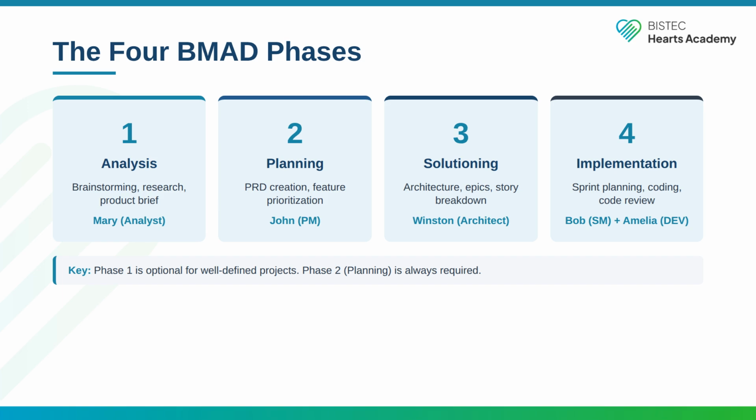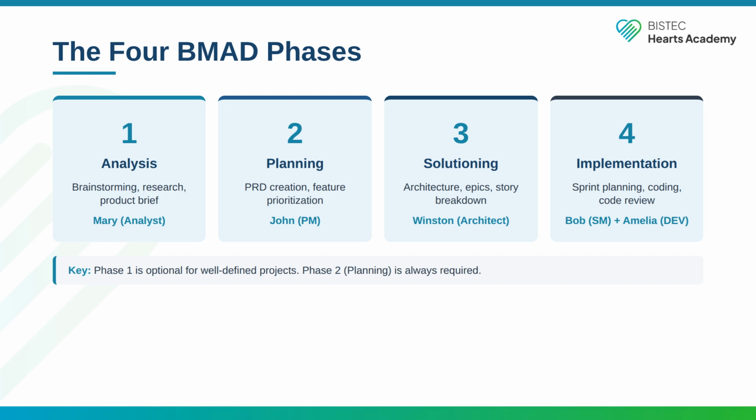This is where John the PM creates the PRD, the product requirements document. The PRD follows a 12-step process that covers everything from product vision to release strategy. This is the most critical document in the entire workflow. Phase 3, solutioning, is where Winston the Architect takes the PRD and designs the system. Tech stack decisions, database design, API patterns, deployment strategy, all documented here. Winston also breaks requirements into epics and stories and runs an implementation readiness check before you start coding.